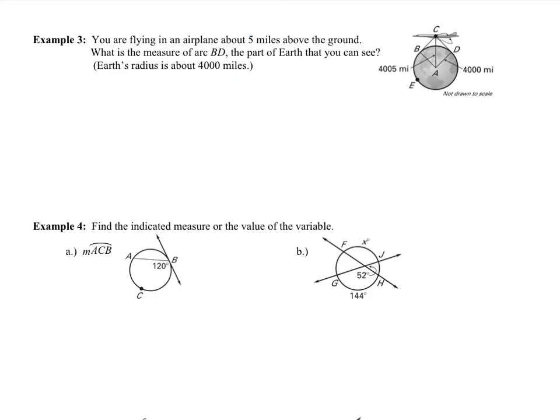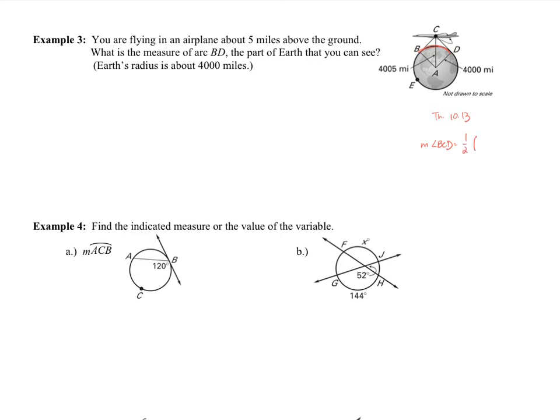Example 3. You're flying in an airplane about 5 miles above the ground. What is the measure of arc BD, the part of Earth that you can see? I need to use theorem 10.13 to find this arc length. So I will need to know measure angle BCD.